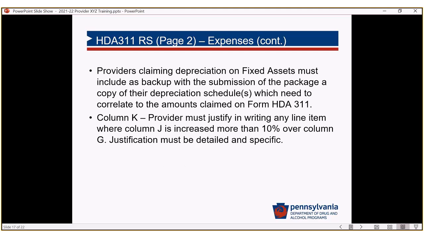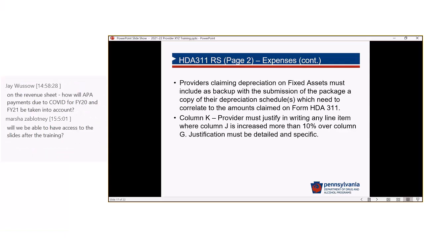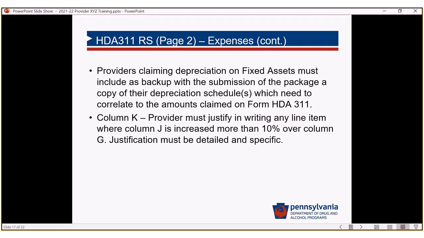that has not been consistently filled out. And what we did this year is we created a formula to automatically calculate that for you. So column K is where, if your current year budgeted costs, your expenses that you're claiming, exceed your current year projected costs by more than 10%, you would need to provide some type of justification as to why it's over 10%. We built a formula into the Excel spreadsheet to automatically calculate that, so the calculation will take care of itself for you.